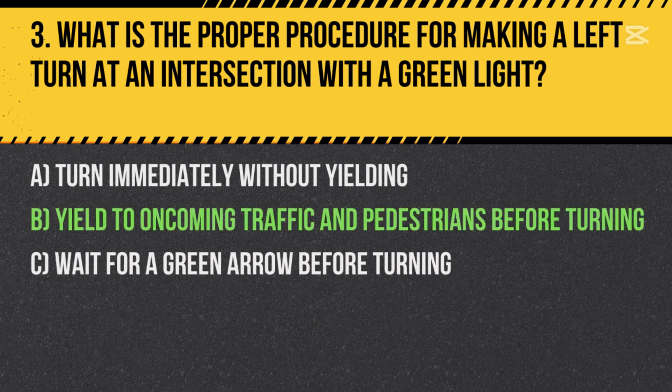Answer. B. Yield to oncoming traffic and pedestrians before turning. A green light means you may go, but must yield to other traffic and pedestrians already in the intersection.